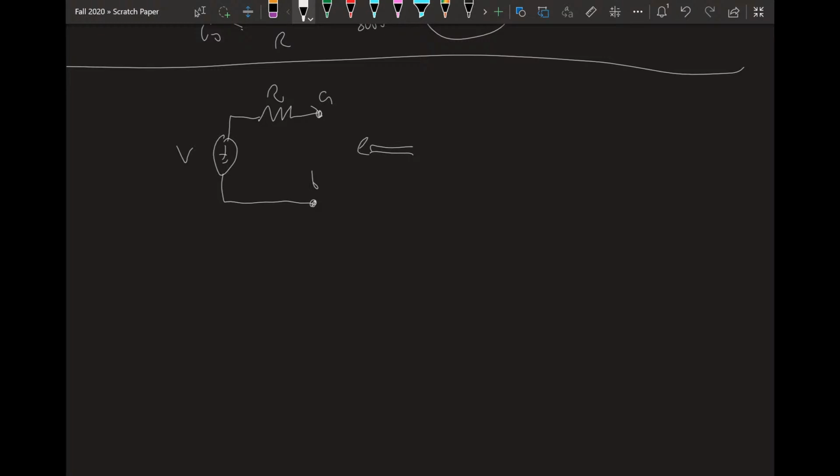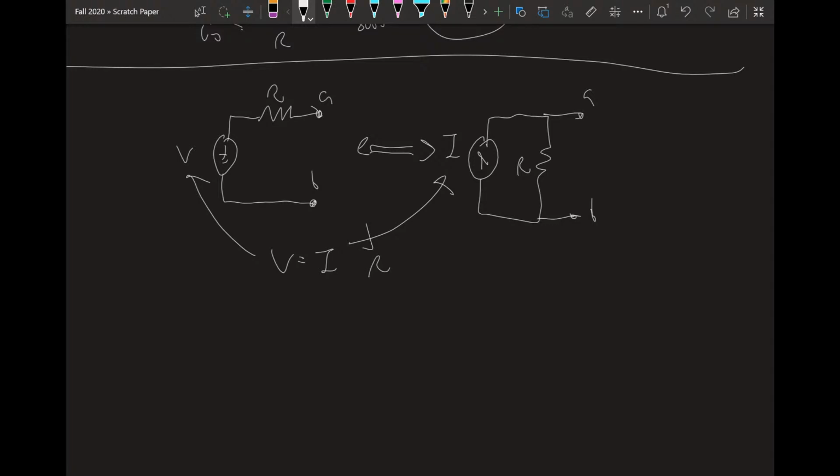We can turn this into an equivalent circuit that has the same effect upon those terminals A and B as some I, the same resistance, across those same terminals. And then you go between all these pairs with V equals I R, Ohm's law. So this voltage equals this current times this resistance, and you can transform between them at will. Does this look familiar?